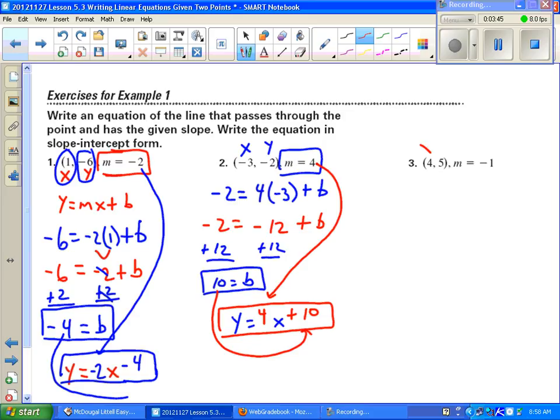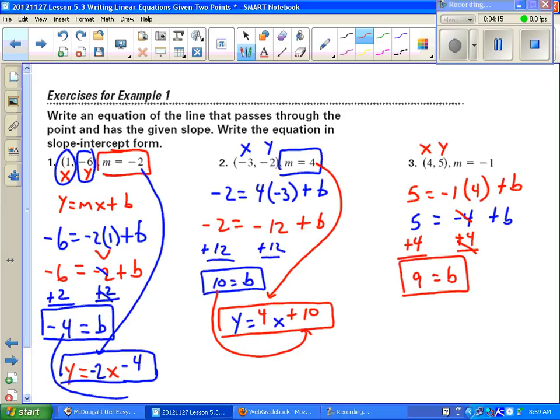And then for the last one on that first page of homework, x comma y, again, y equals mx plus b, so 5 equals m's value, negative 1, times x value, 4, plus b. Negative 1 times 4 is negative 4 plus b. Get rid of negative 4 by adding 4 to both sides. 5 plus 4 is 9. These will cancel out, equals b. So you have a b value and you have an m value, slope and y-intercept.